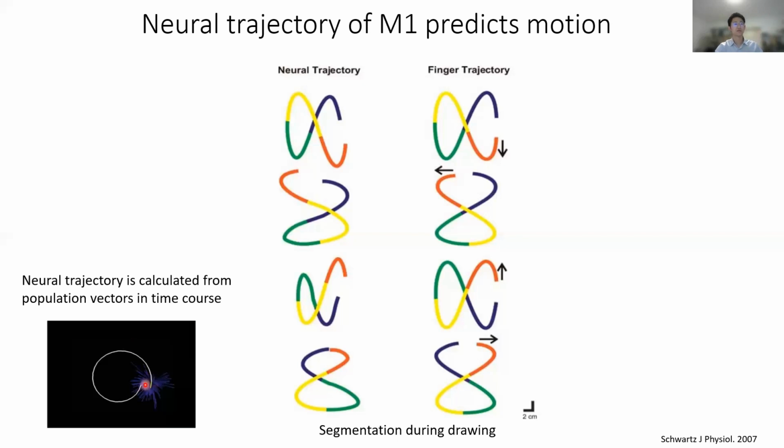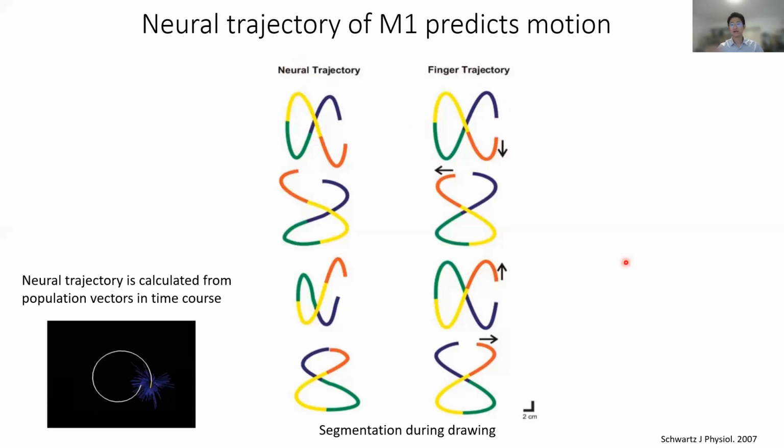In this case, we can reconstruct the trajectory of the population of these neurons. This case is a finger movement. If we plot this trajectory, this is the kinematics of the finger movement. And if we reconstruct the neural trajectory based on population vectors, we see the neural trajectory is actually very similar to the finger trajectory.